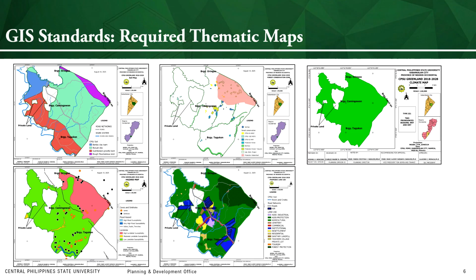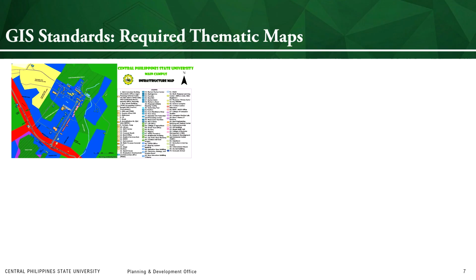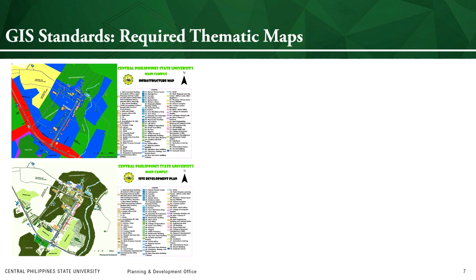Proposed land use plan map, your future land use vision. General land use plan map, your current land use reality. Infrastructure map, showing existing and planned infrastructure. And a site development plan map, showing the detailed layout of campus facilities.